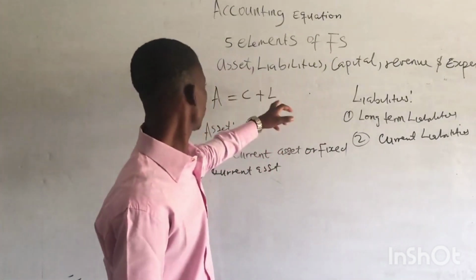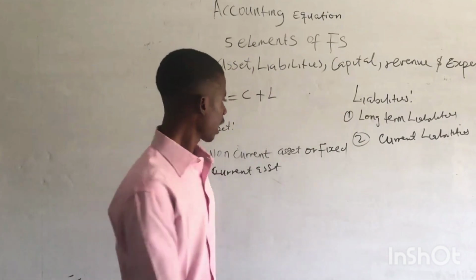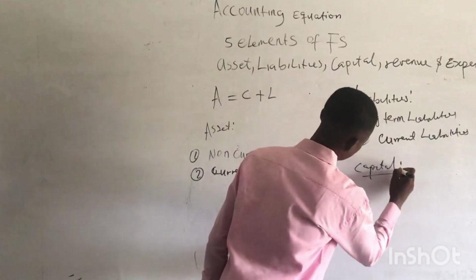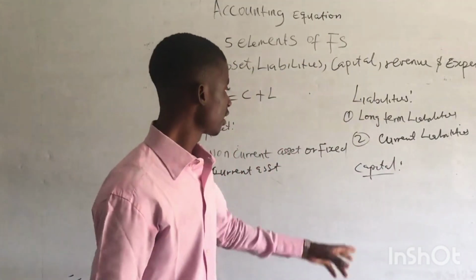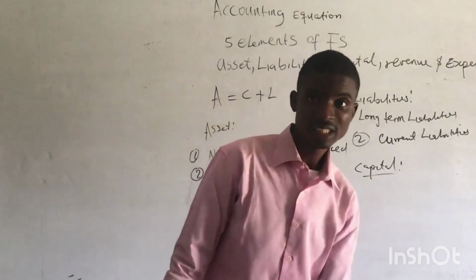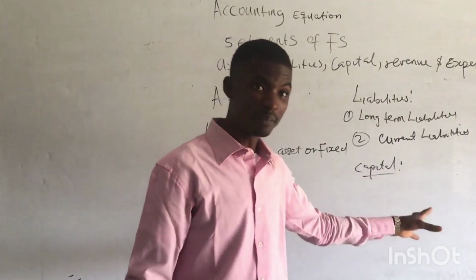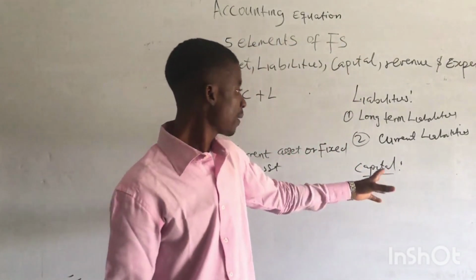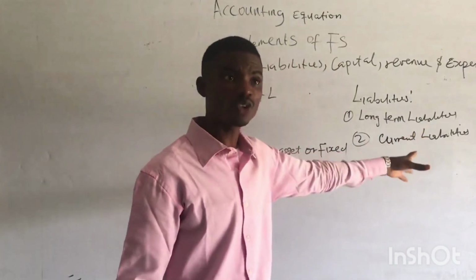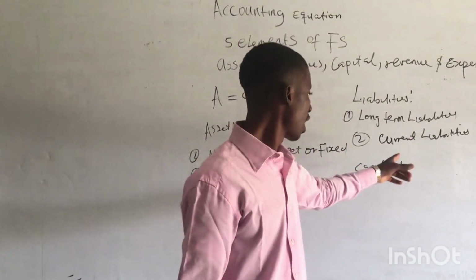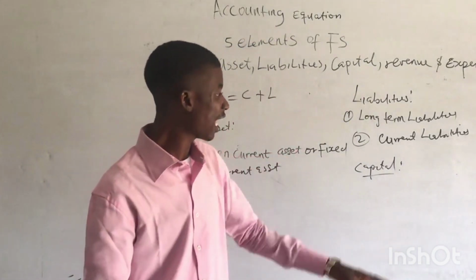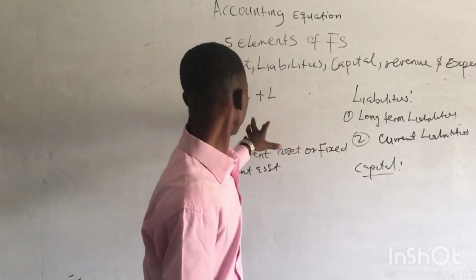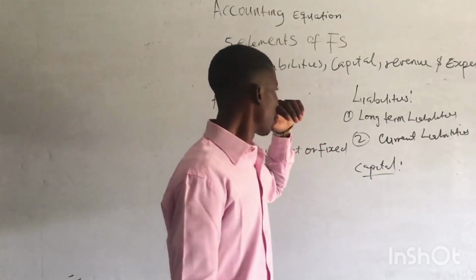And then finally, let's look at the meaning of capital. Capital is the owner's equity. It is the amount contributed by the owner of a business in starting a business, and it is called the capital. So capital is the owner's net worth of a business. It is the owner's equity. It is the claim of the owner on the total asset of the business. So that is the meaning of capital.